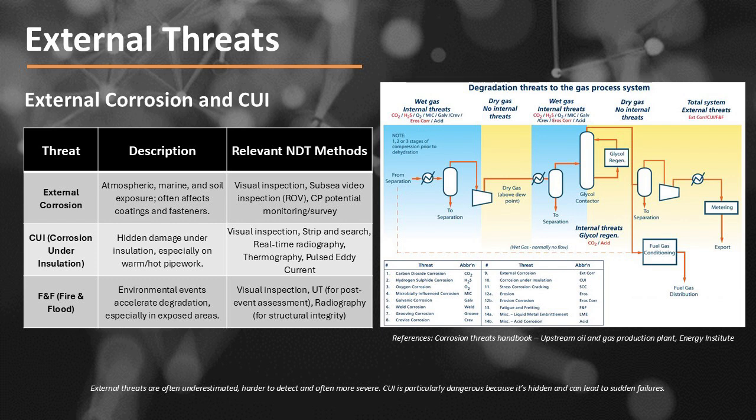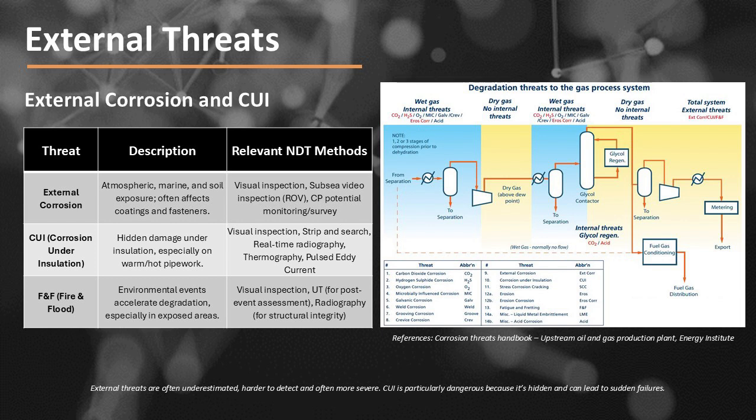Number 2 is CUI or corrosion under insulation threat, hidden damage under insulation, especially on warm or hot pipework. Relevant NDT methods to detect CUI: visual inspection, strip and search, real-time radiography, thermography and pulsed eddy current.